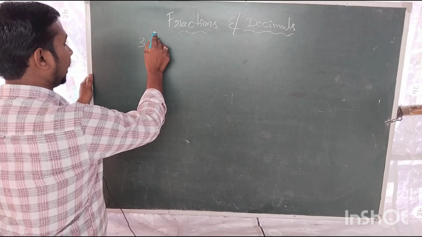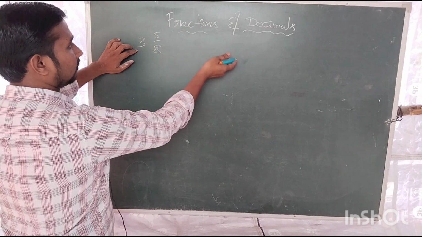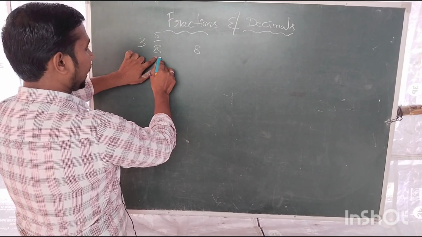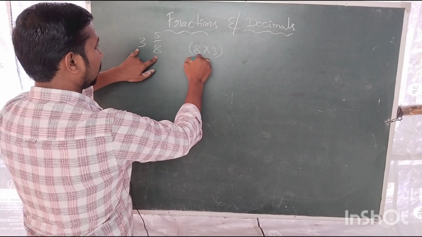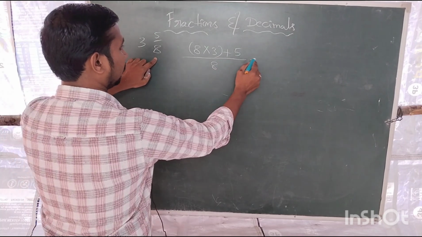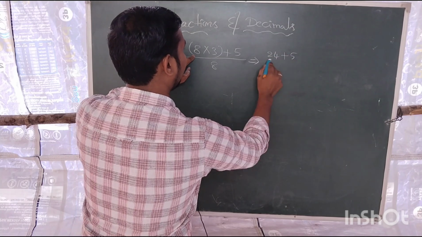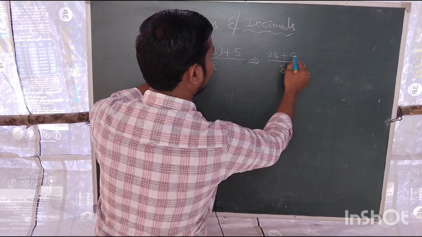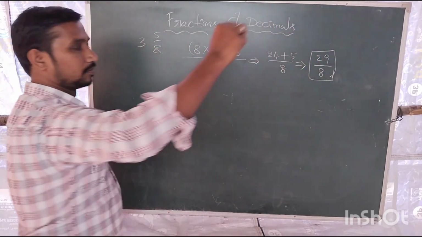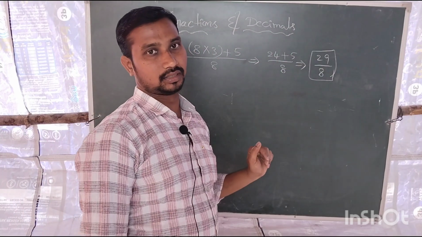3 5 by 8 is the mixed fraction. It is converted into an improper fraction. So the denominator 8 into 3 plus 5, numerator by denominator. Therefore 8 3s are 24, plus 5 by 8, that is equal to 24 plus 5, 29 by 8. It is the improper fraction, children. The mixed fraction is converted into an improper fraction. This is the example for you.